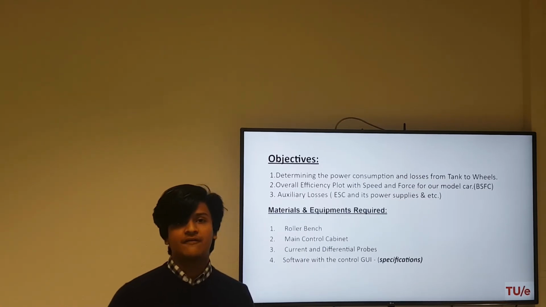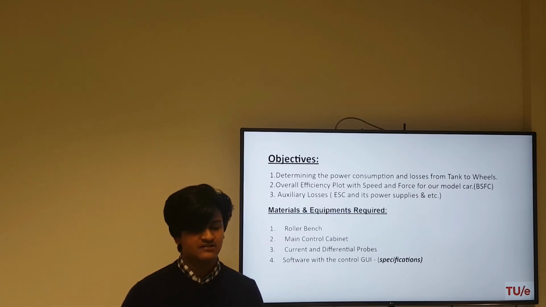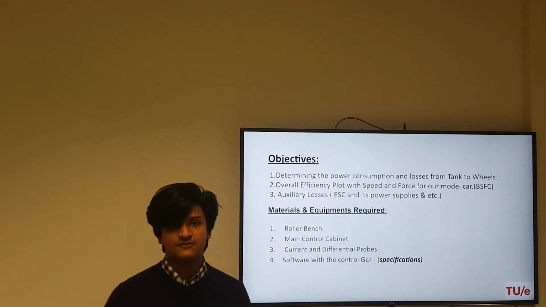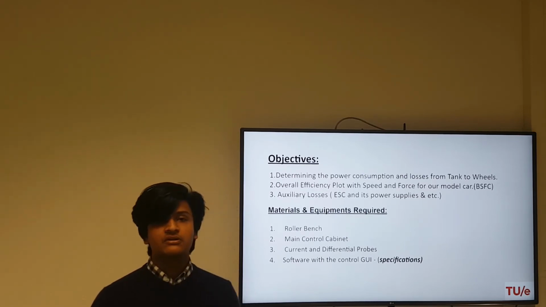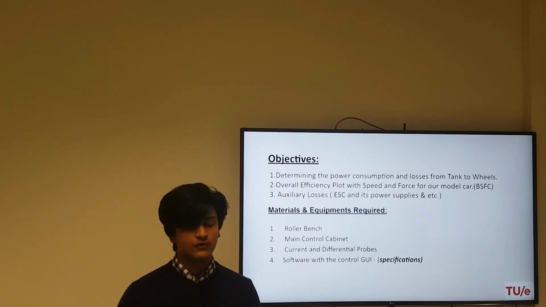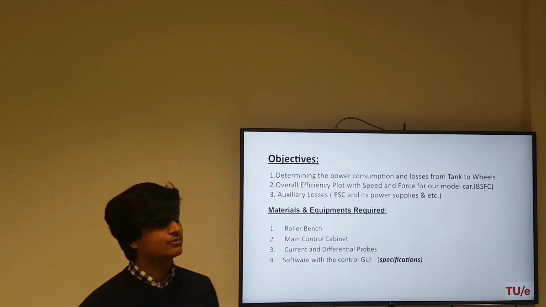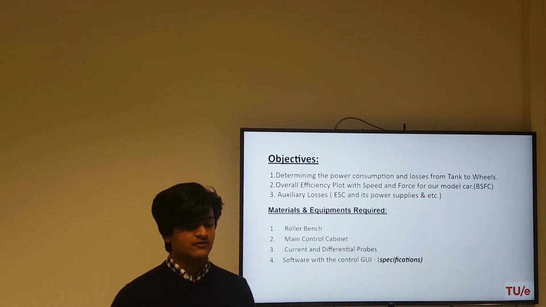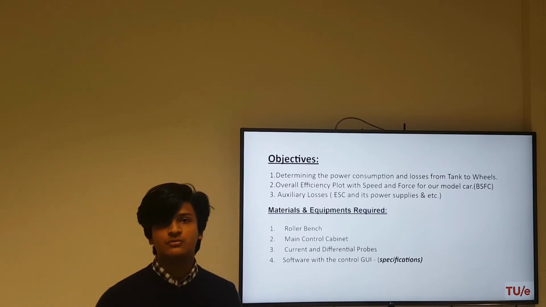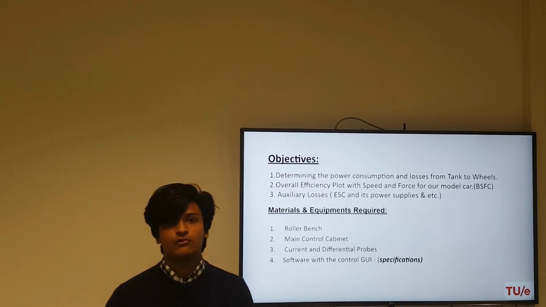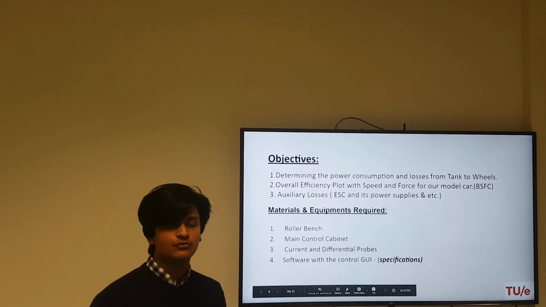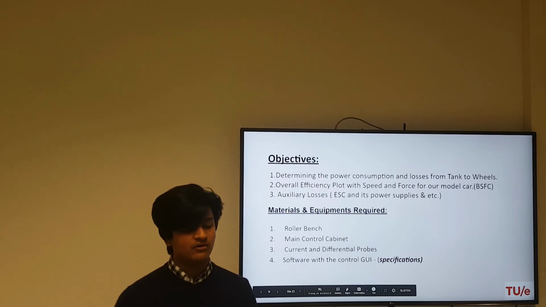We will also have a look at the auxiliary losses, especially the ESC and its power supplies. Now the materials and equipment required. Because it's going to be a rather dynamic test, we need a lot of things to be included in it. Firstly, the roller bench, because the car would be placed on a roller bench which will help it to rotate and determine the power losses.